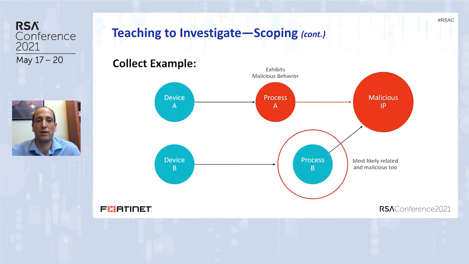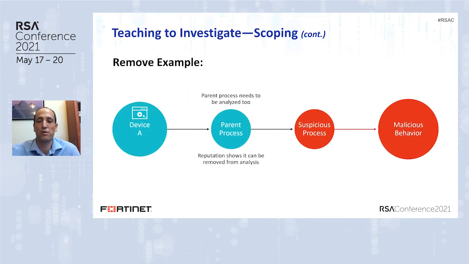So this is an example of adding an artifact to the investigation process. Let's say that we have identified a malicious process on one of the devices, device A in that example, and we witness it connecting to some malicious IP. Now, using some other data source, EDR or whatnot, we also know that process B from device B also connected to that IP. So it is very likely that this process is also related to the investigation. And so it will be added to the incident, and the investigation process will work on it as well.